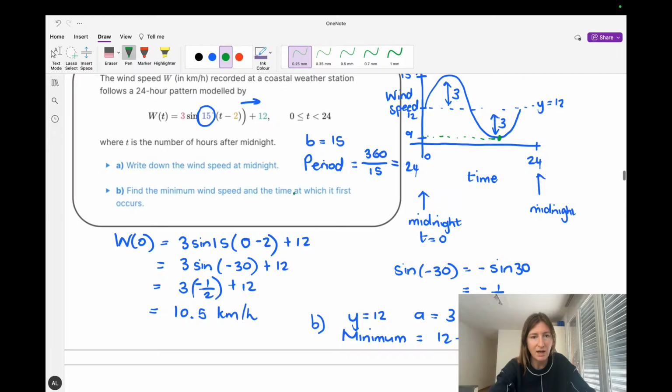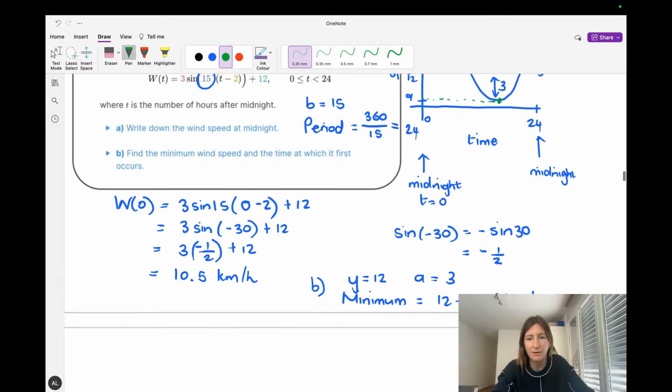And we need to find the time at which that first occurs. So we also need to know when this is equal to 9. So 9 equals, because 9 is the speed, that's our output. And then we take our function, so 3 sine 15t minus 2 plus 12. So we're working backwards to find t.